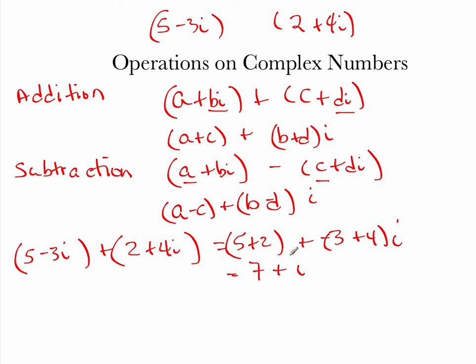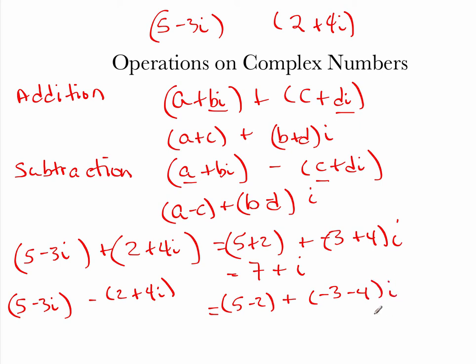That's just really not wanting to write, is it? What if I were to subtract these? 5 minus 3i minus 2 plus 4i. Well, I'm going to look at my real part first. This is 5 minus 2, and then it'll be plus. That's negative 3 minus 4i. So this will be 3 minus 7i.